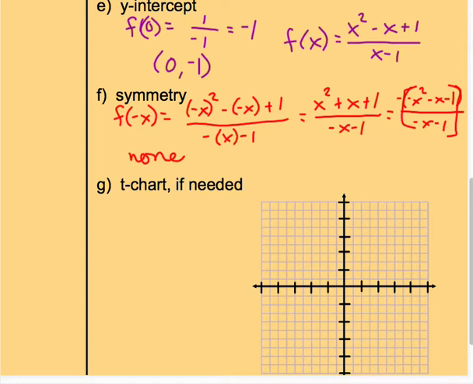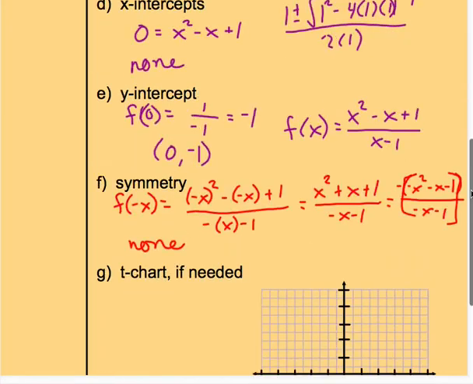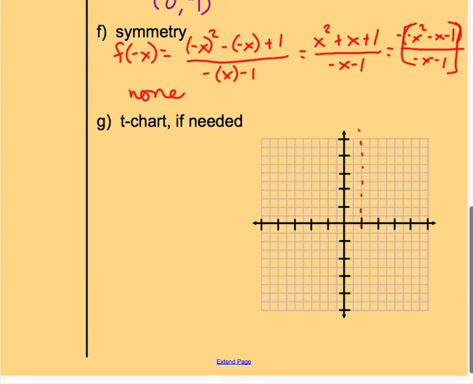Graphing what we do know, we had a vertical asymptote at x equals 1. We did not have a horizontal asymptote. We had a slant asymptote at y equals x. And we know that we have a y-intercept at (0, -1). With no symmetry, this isn't real helpful. I do know what's going on between the asymptotes. It's going to go something like this.